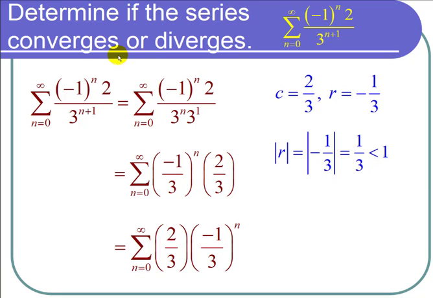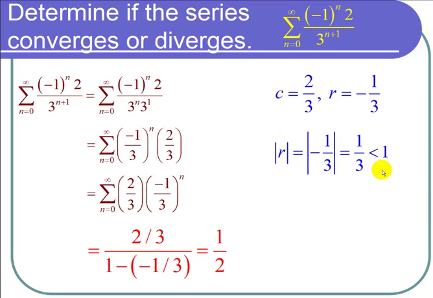Now we're not asked to find what it converges to, but just for fun, let's find it. We have a formula. If we know what r is, we know what c is, and we know that the absolute value of r is less than 1, then the summation converges to c over 1 minus r, or 2/3 over 1 minus -1/3, and I worked that out, and I got 1/2.